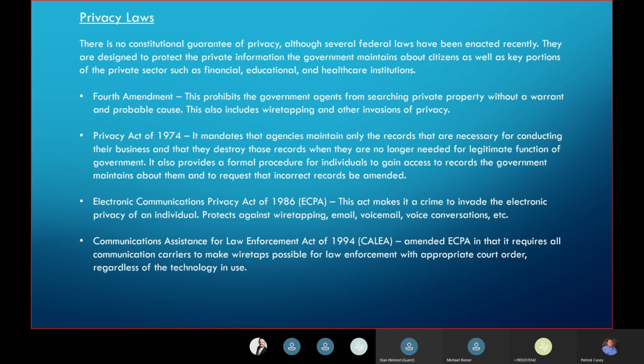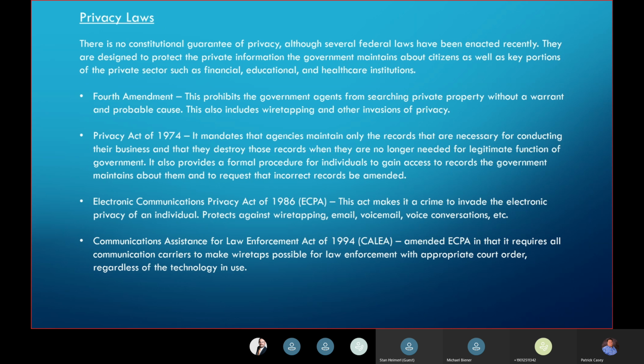Privacy laws. There is no constitutional guarantee of privacy. Although several federal laws have been enacted recently, they are designed to protect the private information the government maintains about citizens, as well as key portions of the private sector such as financial, educational, and healthcare institutions, right? The U.S. government is one of the only major countries in the world that doesn't really have a streamlined, holistic privacy law out there. They're coming along with it, but Europe beat them to the punch with GDPR, and surely they're going to adopt pretty much some of the GDPR standards. We'll get into that in a little bit, though.